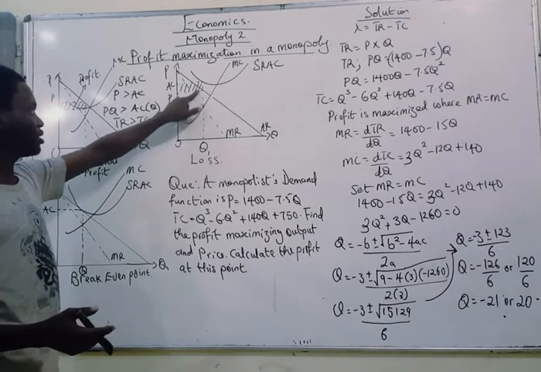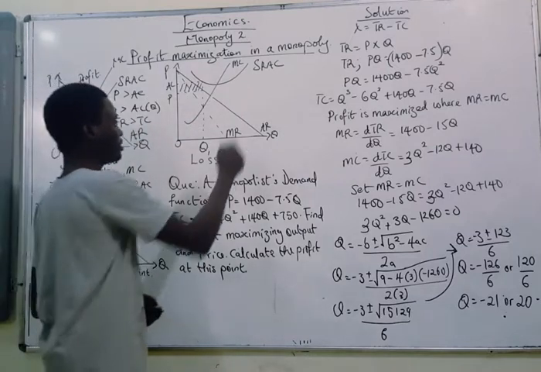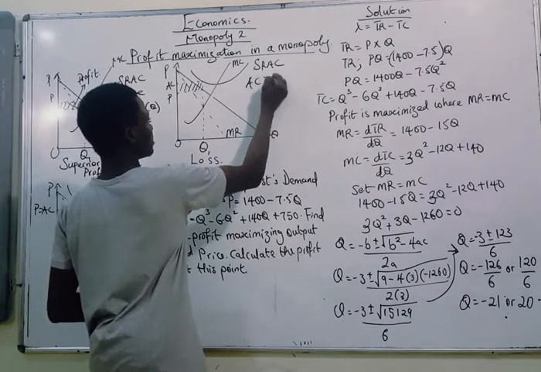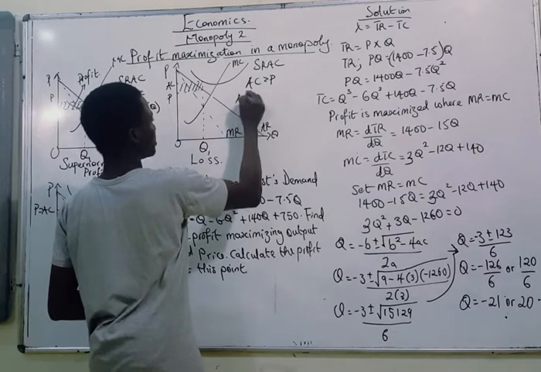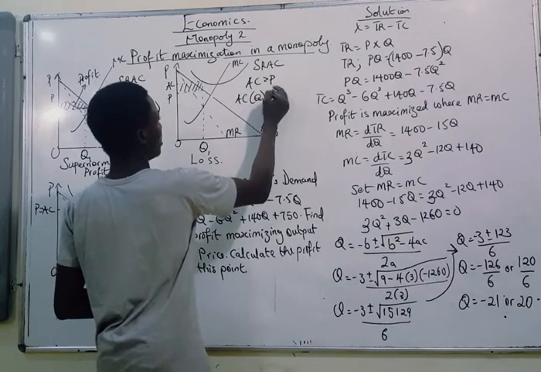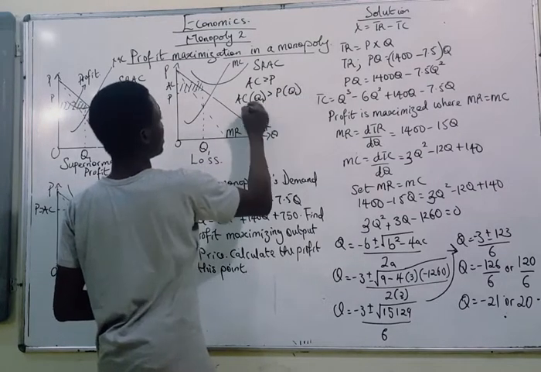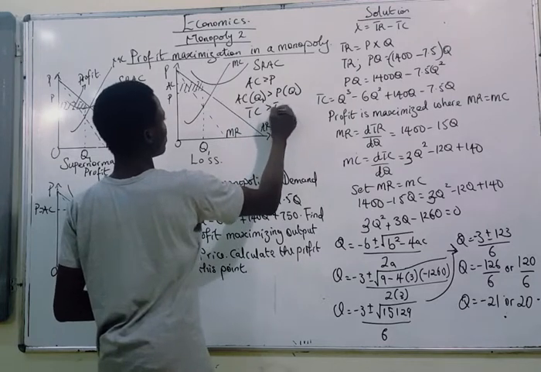But then by the time we trace it to the average cost curve, we determine that the average cost is greater than the price. Which we could just state as average cost is greater than price, or in other words, we could say average cost multiplied by Q1 is greater than price multiplied by Q1, which simply means the total cost is greater than the total revenue.